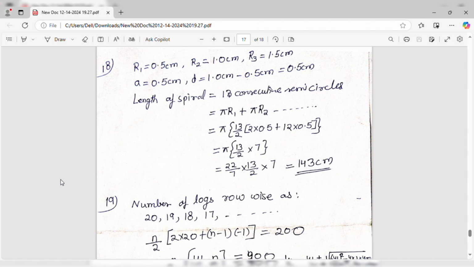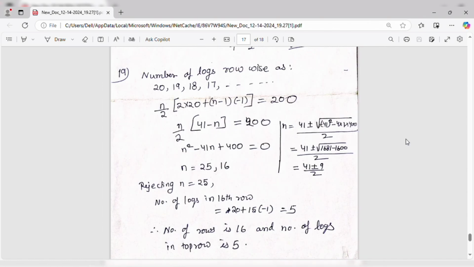Next question is also very important. Next question, question number 19. 200 logs are stacked in the following manner. 20 logs in the bottom row, 19 in the next, 18 in the row next to it and so on. In how many rows are 200 logs placed and how many logs are in the top row?